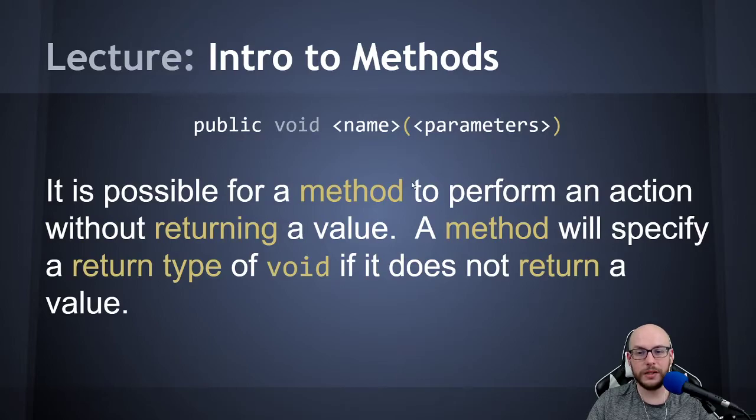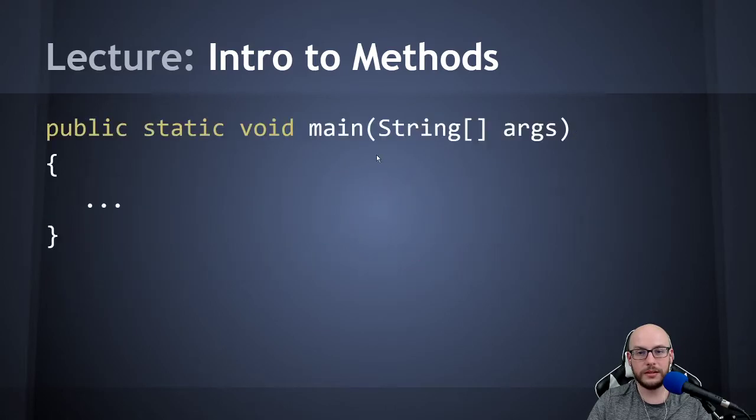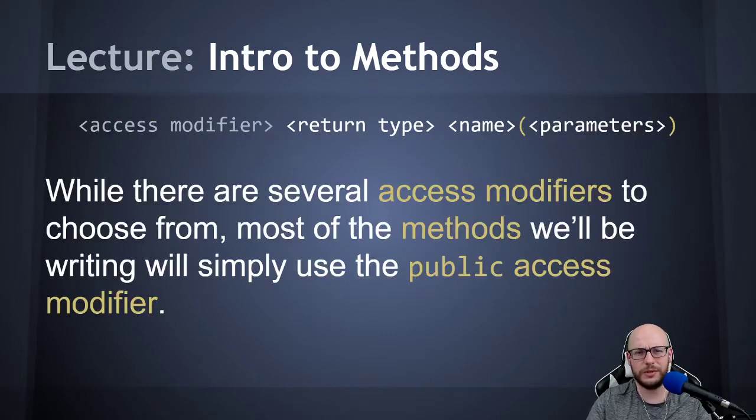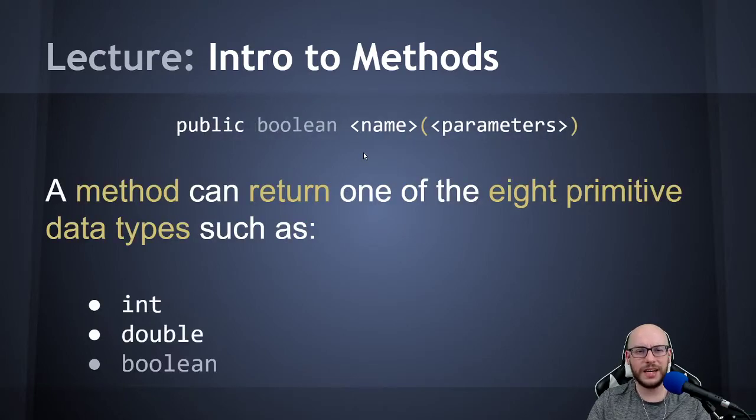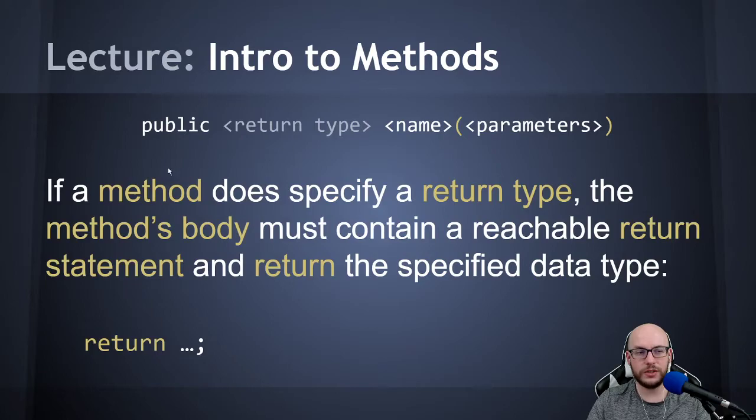It is possible for a method to perform an action without returning anything at all. A method will have a return type of void if it does not return a value, right? We just saw with our main method, we have a void return type. All right, ignore static. Our main method never actually returns a value. Yeah, a lot of times we print some stuff to console, but that is technically different. Okay, we'll see more with void in just a moment.